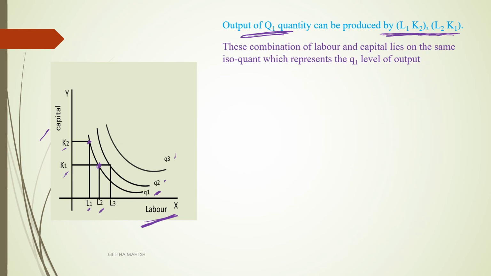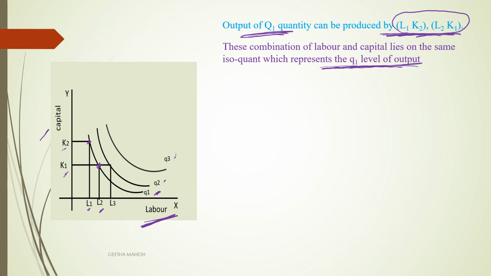So you can use the L1 K2 combination of labor and capital, or you can use the L2 K1 combination of labor and capital to produce a Q1 level of output. Both the combinations lie exactly on isoquant 1. So it gives a Q1 level of output if we use either of these two combinations of labor and capital.